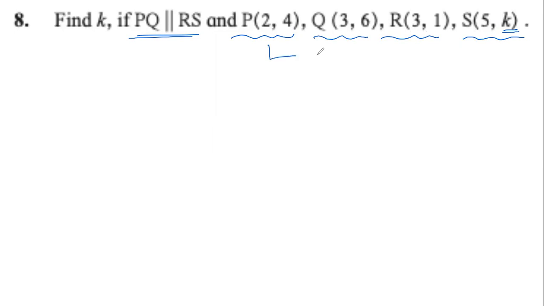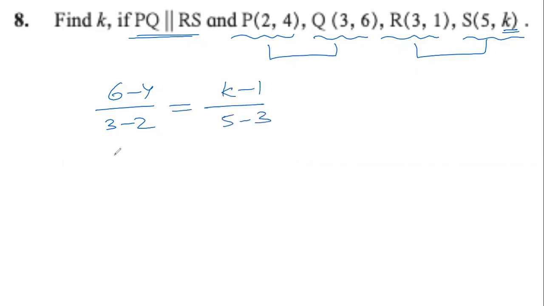That means the slope of PQ and the slope of RS will be the same. How will we find the slope of PQ? 6 minus 4 by 3 minus 2. Y2 minus y1 by x2 minus x1. How will we find the slope of RS? K minus 1 by 5 minus 3 equal. Once again, linear equation in one variable. Solve to find the value of K. That is it in slope of line.